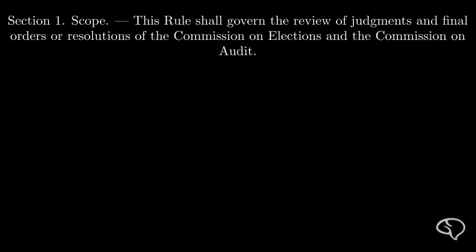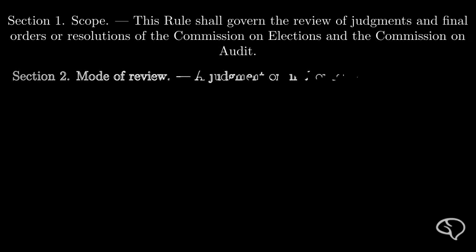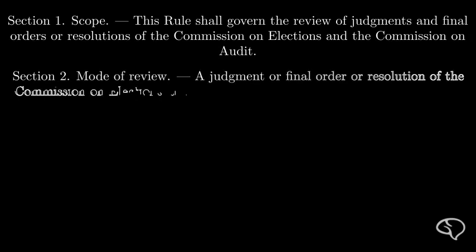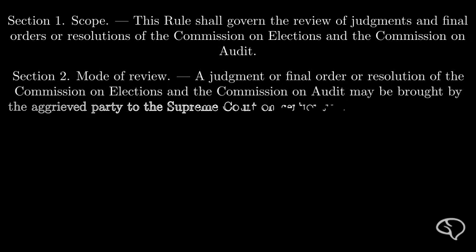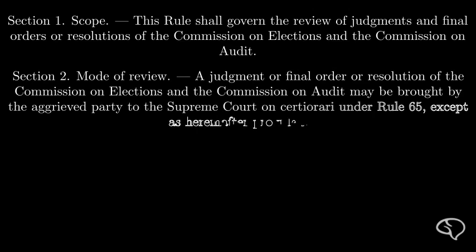Now, how is this review conducted? Section 2 tells us the mode of review. It says that a judgment or final order from COMELEC or COA may be brought to the Supreme Court on certiorari under Rule 65. This is a critical point. The mode of review is a special civil action for certiorari.